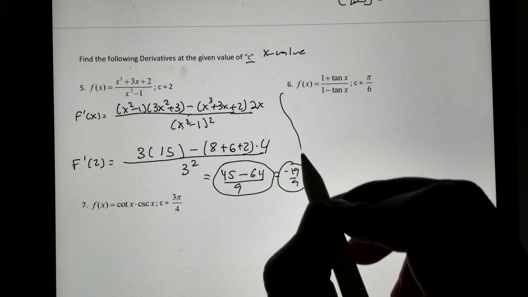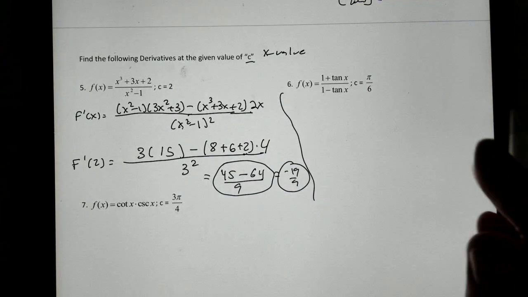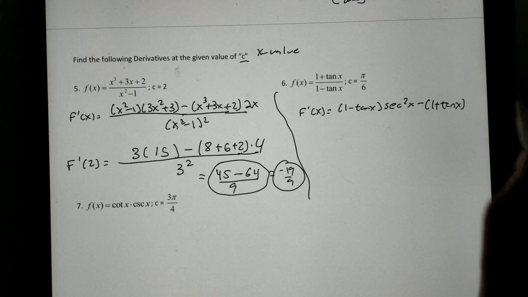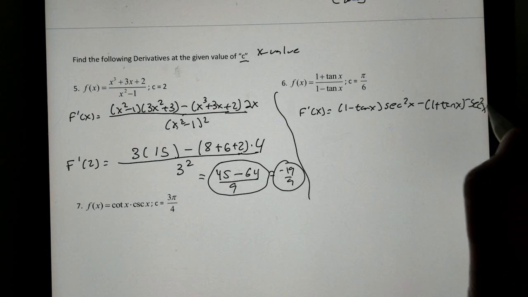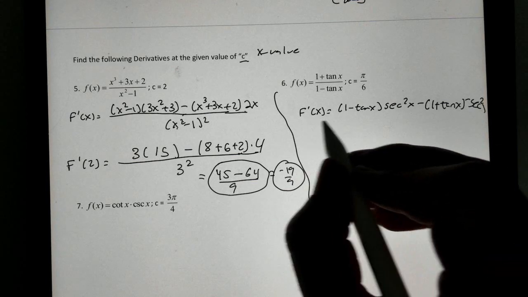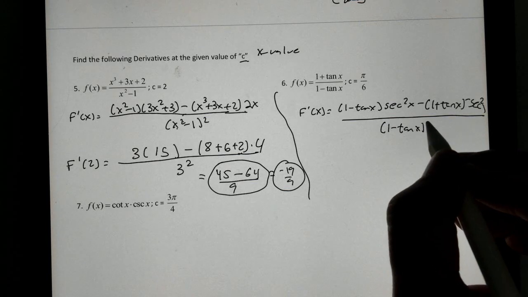All right. Let's take a look at number 6. Oh, man. This one's going to get tricky. So, again, we're going to use our quotient rule. So we got low, the derivative of high, minus high, the derivative of low. That's negative secant squared of x right there, because the minus sign makes that a negative. All over the bottom function squared, 1 minus tangent of x squared.